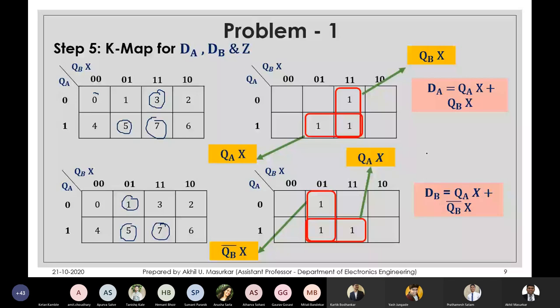And now, Yash, I cannot see the answer for Z. I got it for D. Sir, after that, I have posted it. Okay. Z also. So there has to be 3 K-maps. One is for DA, DB, and Z. That is always the number of inputs of flip-flops plus 1 for output. So please note down the K-maps.